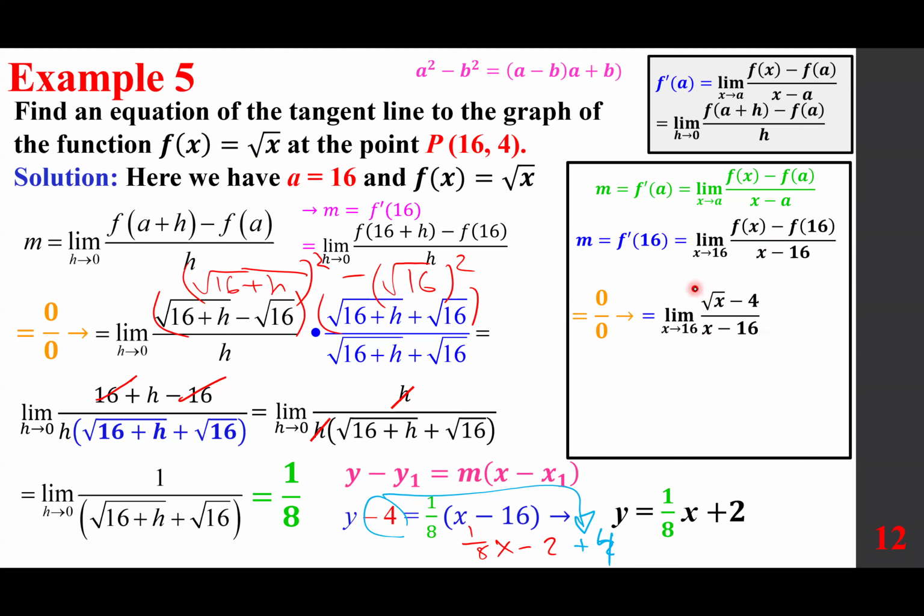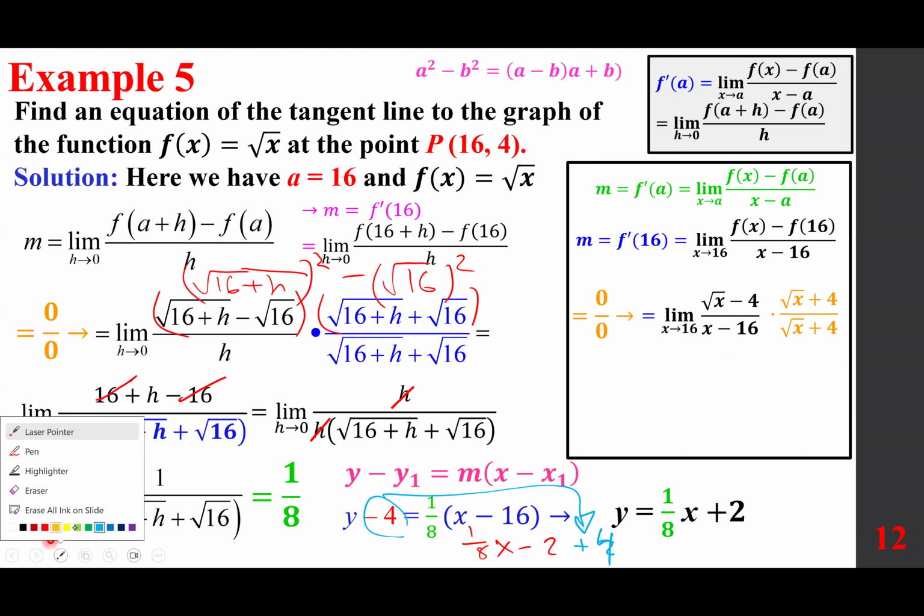Because a square root is involved, we multiply the numerator and denominator by the conjugate of the numerator. The conjugate is the same thing with a plus sign in between. And so, again, in the denominator nothing happens. You keep it as a product because you're hoping to get rid of x minus 16.